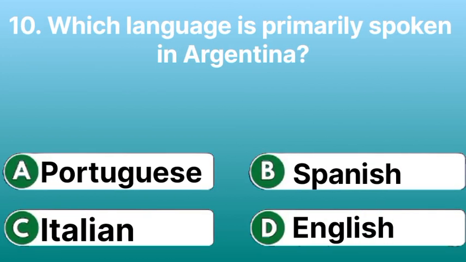Question 10. Which language is primarily spoken in Argentina? A. Portuguese. B. Spanish. C. Italian. D. English. Answer B. Spanish.